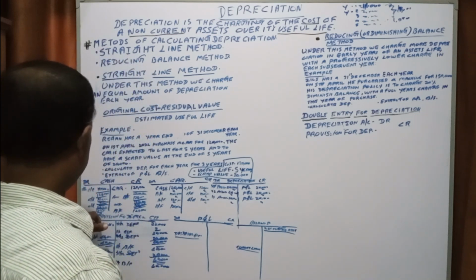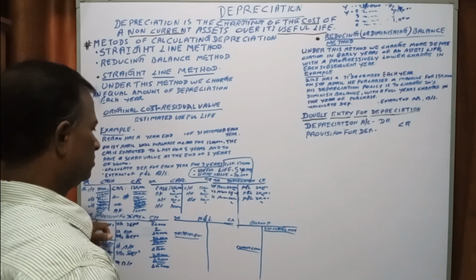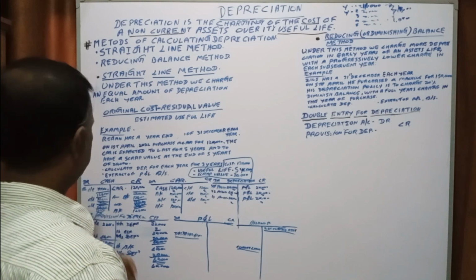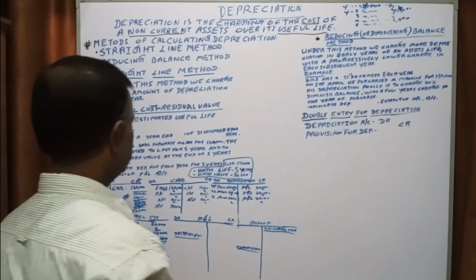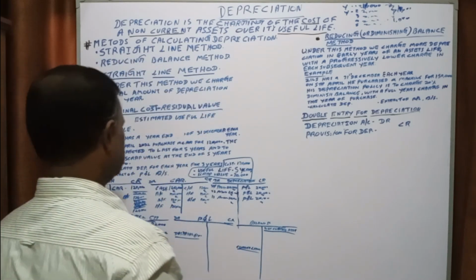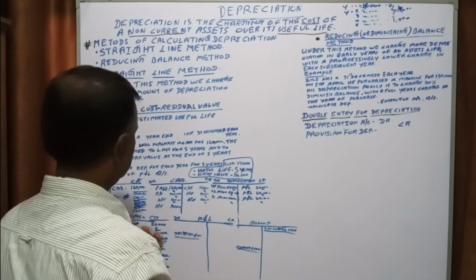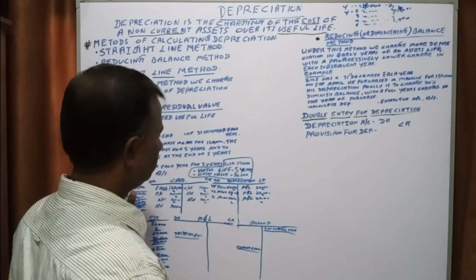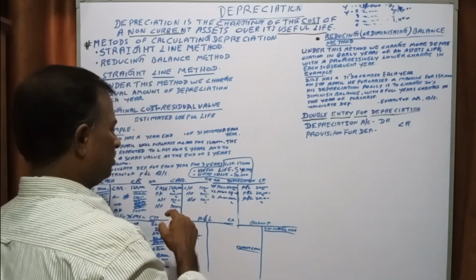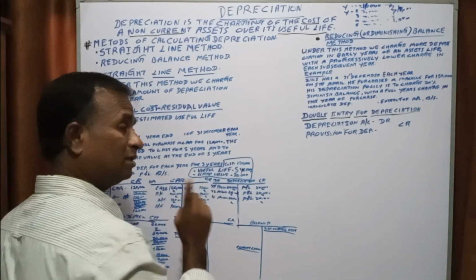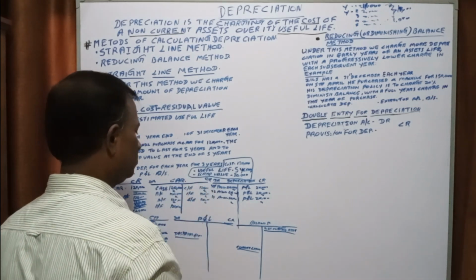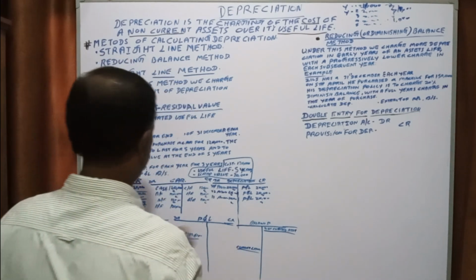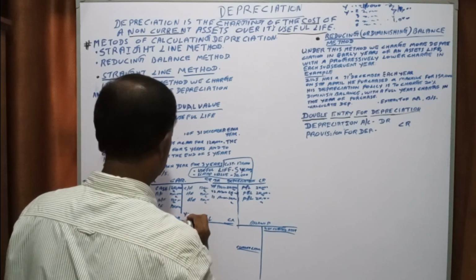Here we will say this is for year 1, year 1 balance sheet. In the ledgers we can use one T account for P&L, but for the P&L and the balance sheet I have to use a separate one. This is for year 1.